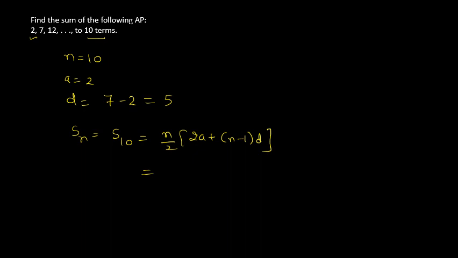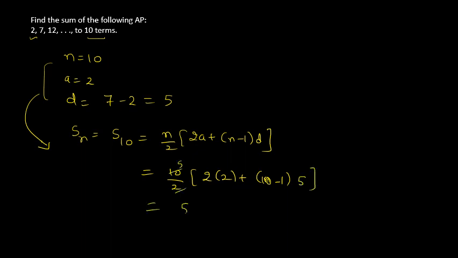Now apply all these values here. n is what? 10. 2a is what? 2 times 2. n is again 10, minus 1, into d, which is 5. So 2 times 2 is 4. 10 minus 1 is 9. 9 5s are 45. So this will become 49 into 5, that is 9 5s are 45, 5 0s are 0, 5 4s are 20 and 4 is 24. So 245 is your answer. That means the sum of all these numbers.